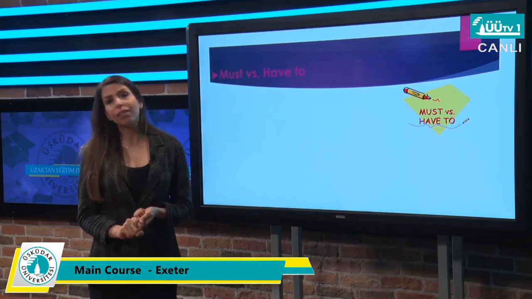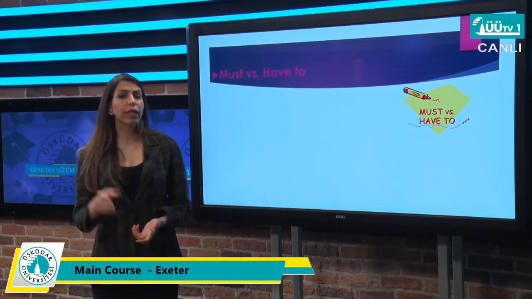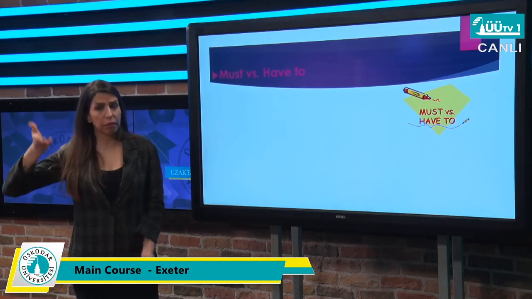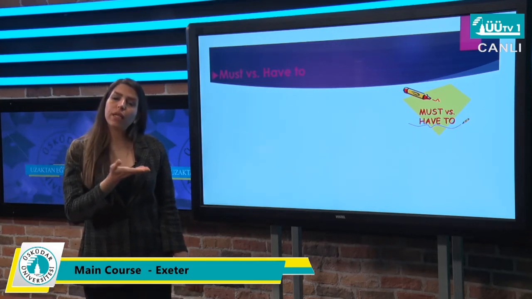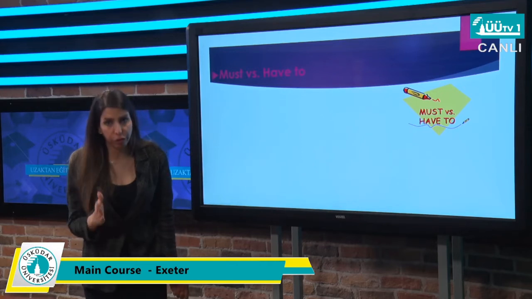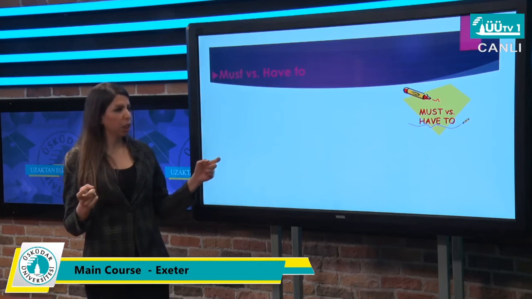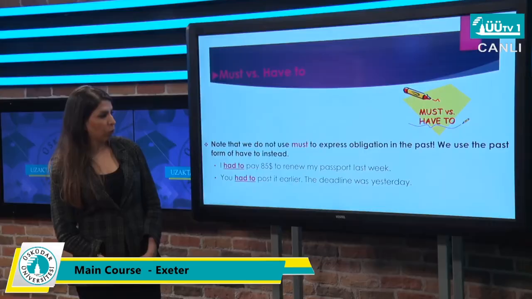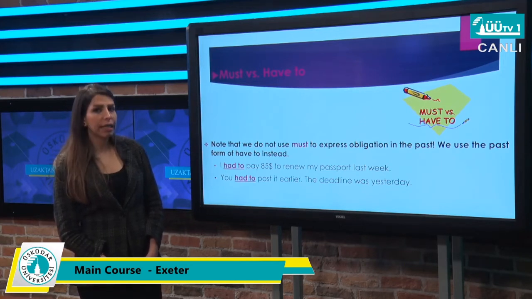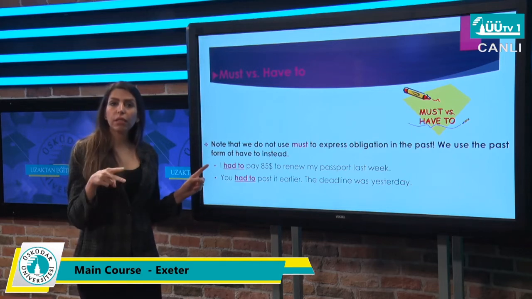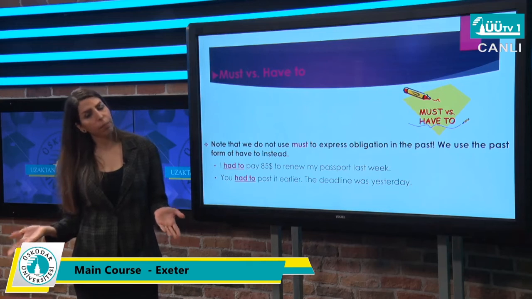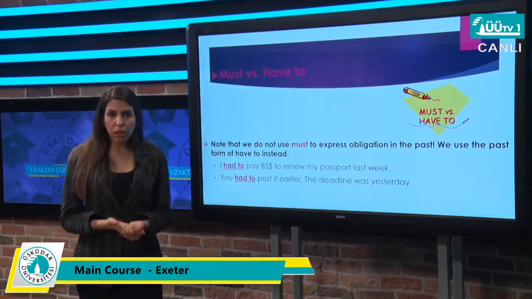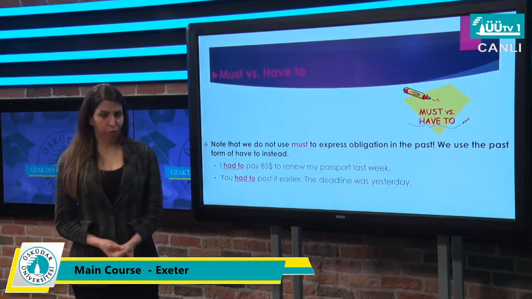But one more thing. We don't have past form for must. So whenever you're talking about obligations or necessities in the past, you have to use past form of have to, which is had to. We don't have past form for must. So look at this example. I had to pay $85 to renew my passport last week. You had to post it earlier. The deadline was yesterday. So you see, these two sentences talk about obligations in the past. Because we don't have past form for must, we had to use had to.